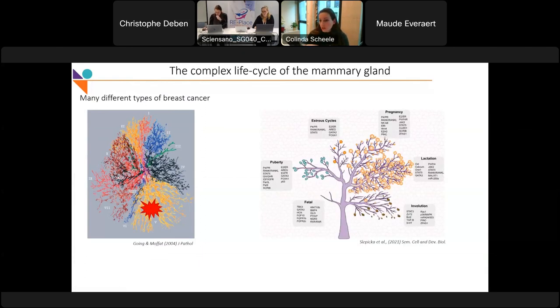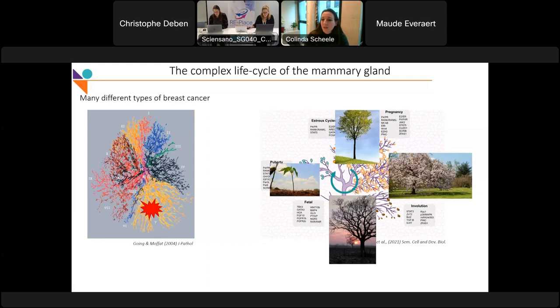Now, this tree is not static, it's very dynamic. And just to show you here, it can go through many different developmental phases. So it starts during puberty when the epithelial tree of the breast develops. Then in adulthood, you have cycles of growth and regression driven by the menstrual cycle. Then when pregnancy occurs, the tree completely transforms and now prepares to produce milk. After that, when lactation is done, there's involution, so the tree regresses again to a kind of pre-pregnancy state. And this cycle can, of course, we know, repeat a couple of times.